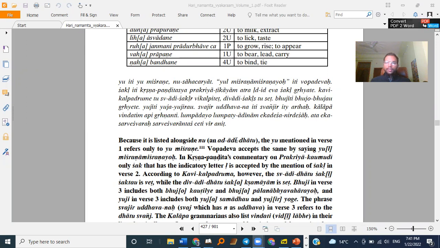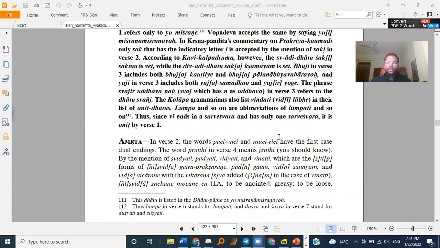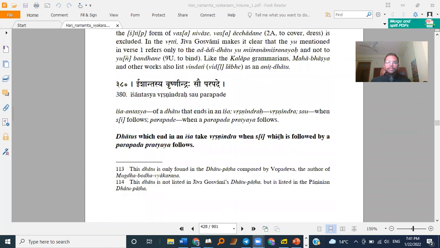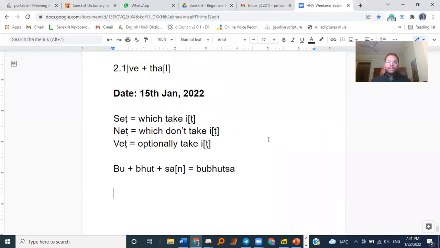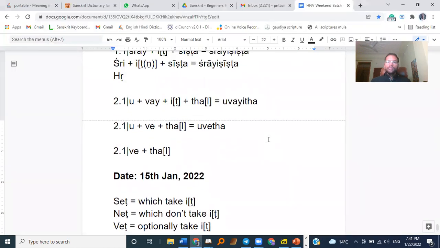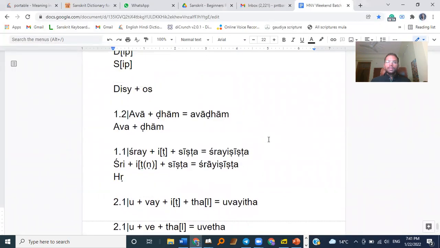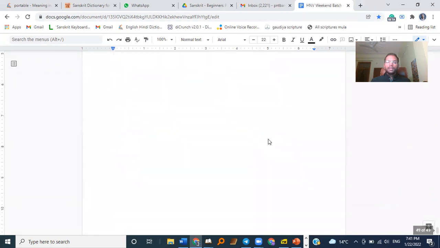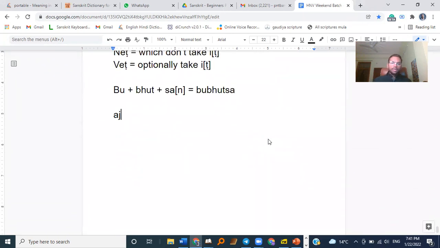So, the last time we studied the Anit Gana Dhatus, all the Dhatus which are Sahaj Anit, which are naturally, by default, Anit. If you remember, we were doing this dhatu, aj dhatu.